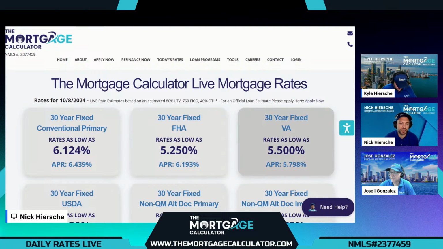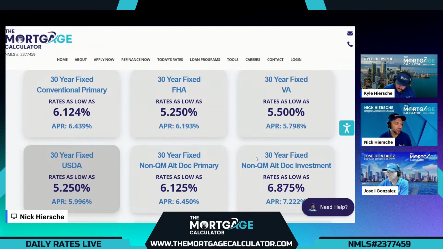And our VA options are only for our eligible vets and active service members. These are great programs if you're eligible. Rates as low as 5.5, final APR 5.798, standard funding fee. So if our customer qualifies for VA, definitely going to be a better option than FHA or conventional. So a great option for our eligible borrowers.